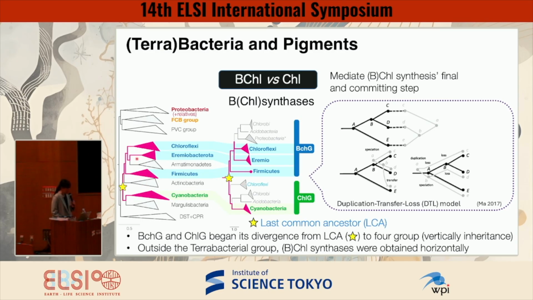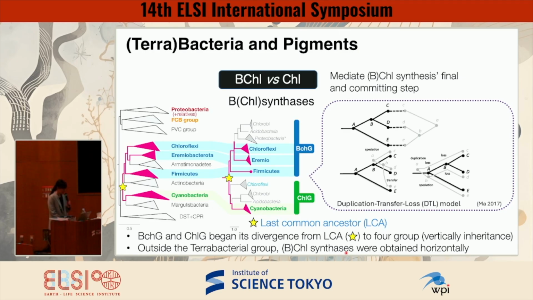Pink highlighted is showing vertical inheritance. This divergence appeared to have occurred early, followed by vertical inheritance into at least four major lineages, including Chloroflexi, Eremiobacteriota, Firmicutes, and cyanobacteria. In contrast, outside the Terrabacteria group, bacterial chlorophyll or chlorophyll synthesis do not follow the species phylogeny. Instead, their distribution is best explained by horizontal gene transfer events. Taken together, these results suggest that the core divergence between bacterial chlorophyll and chlorophyll synthesis originated within Terrabacteria with subsequent vertical inheritance and later horizontal spread to other bacterial lineages.